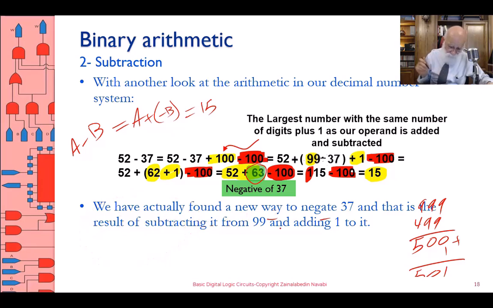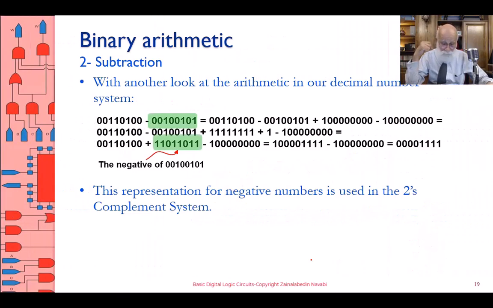So that this becomes clear, we have actually found a new way to negate 37, and that is by subtracting it from 99 and adding a 1 to it. Let's do the same thing with binary numbers, but here, the same way we started with 2 digits, we have to start with a certain fixed number of digits. We also expressed this before.